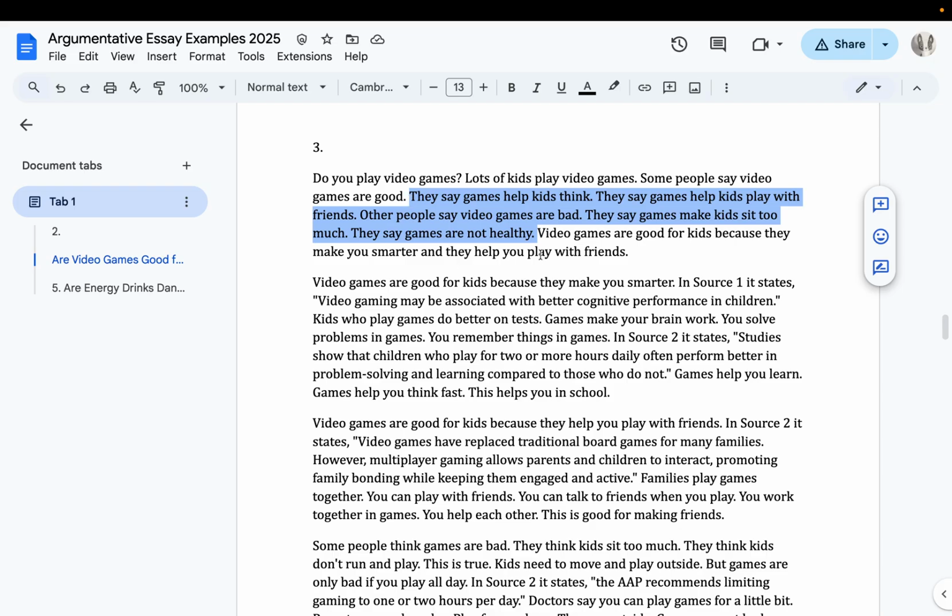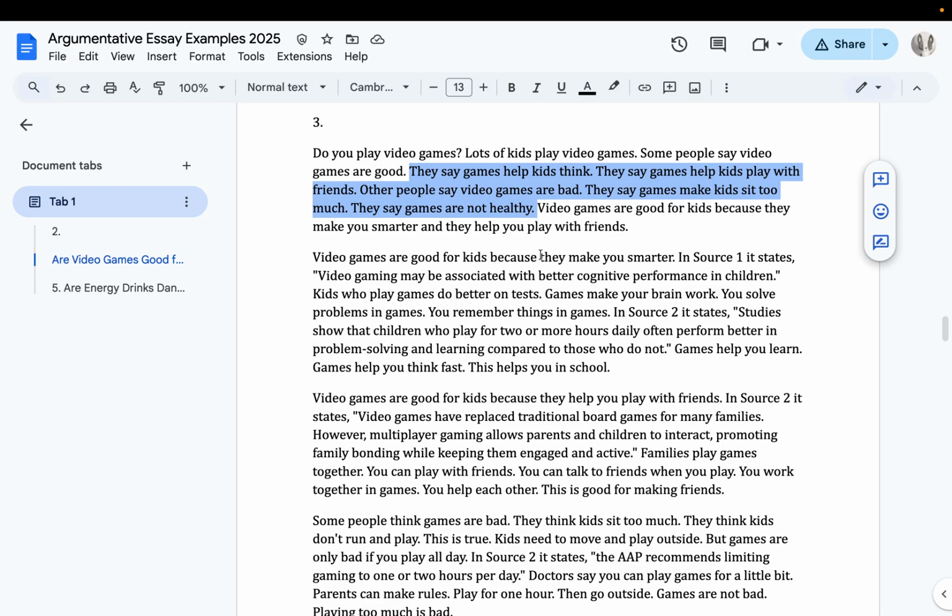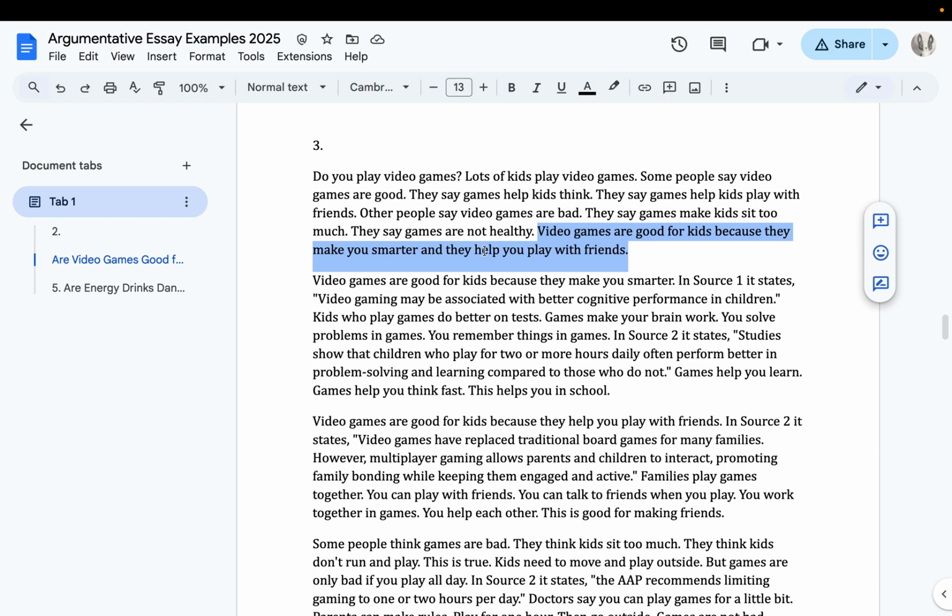Video games are good for kids because they make kids smarter and help you play with friends. Again, it has all of it. It's just a very simple essay. And then video games are good for kids because they make you smarter. And then they have their evidence, elaboration.